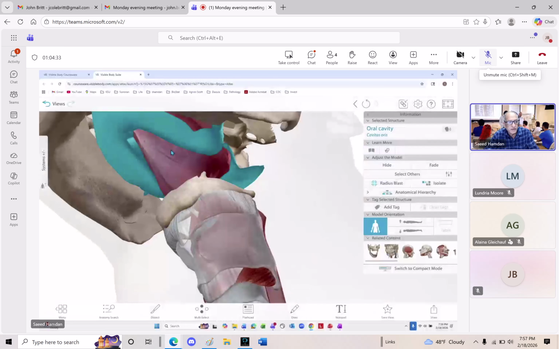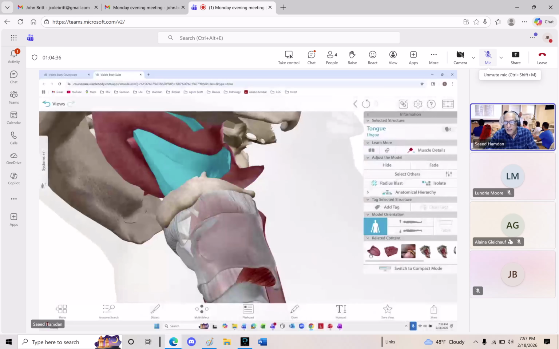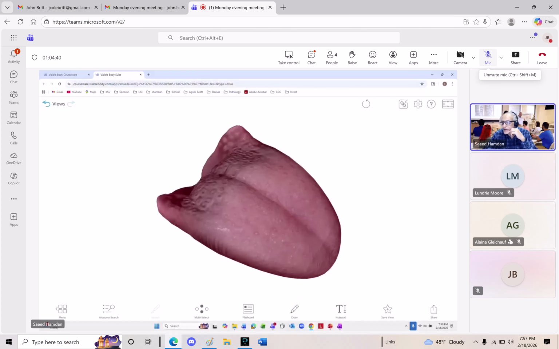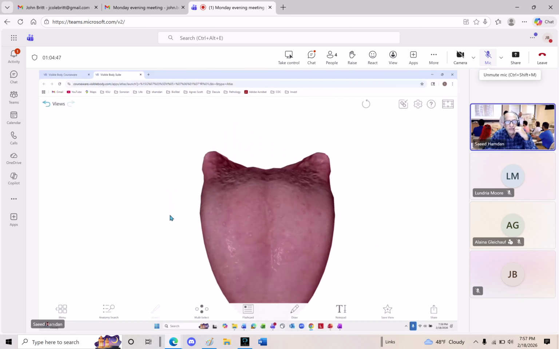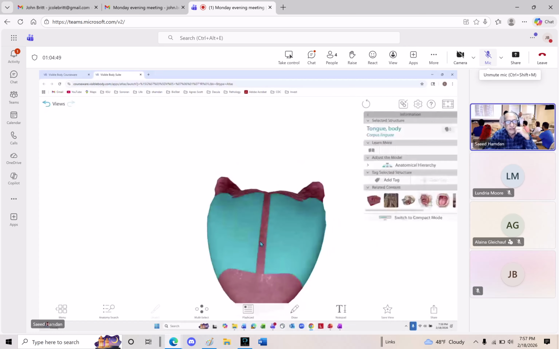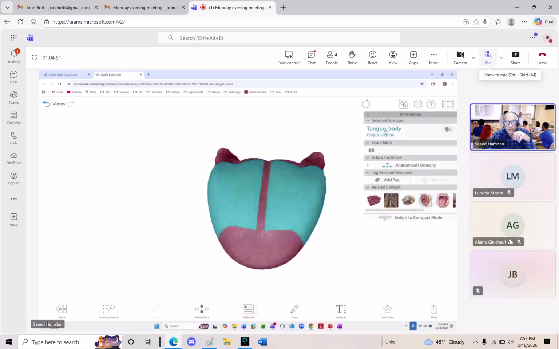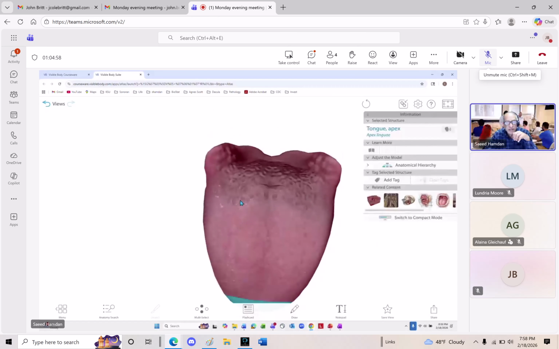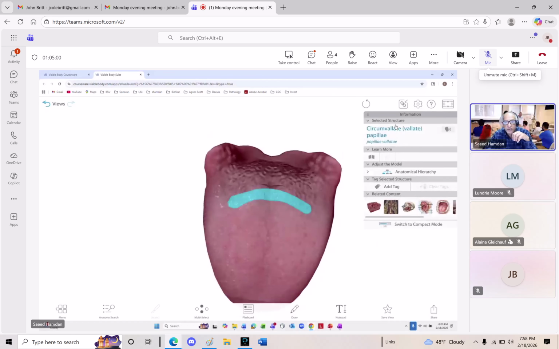Now the tongue, let's do the tongue, and then I'm going to look for those again. Now the tongue, they have the papillae for you, but you won't be able to see the papillae here. So basically, I'm going to walk you through the entire tongue. This is the body of the tongue. This is the anterior part, the apex, right? Now you will see these here. This is the vallate right there. The circumvallate or vallate papillae.